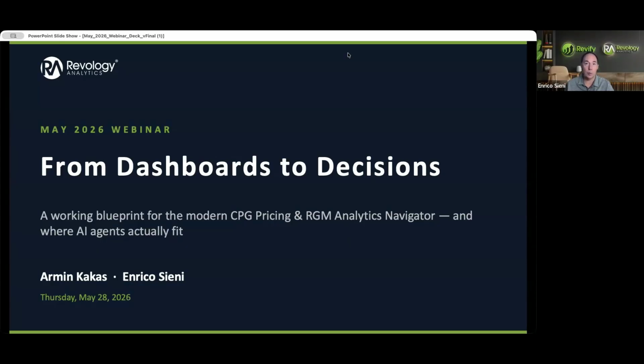Today's session is called From Dashboards to Decisions. And here's what we want you to walk out with from this session. Basically, a working blueprint for the modern CPG pricing and revenue growth management capability, and the thing that we call the Navigator. And an honest read on where AI agents actually belong in it, not the hype version, but where they really fit. Everyone is talking about AI agents. We will show you how we're using them, and hopefully that will prompt some ideas for you as well.